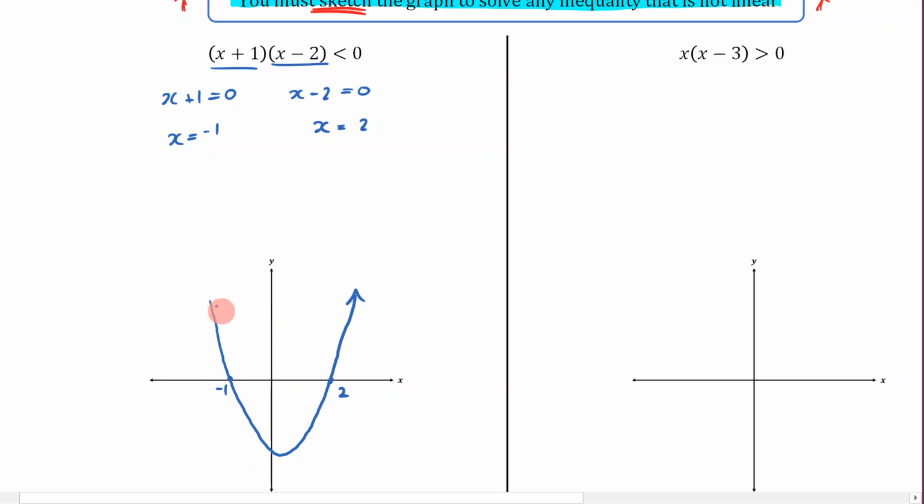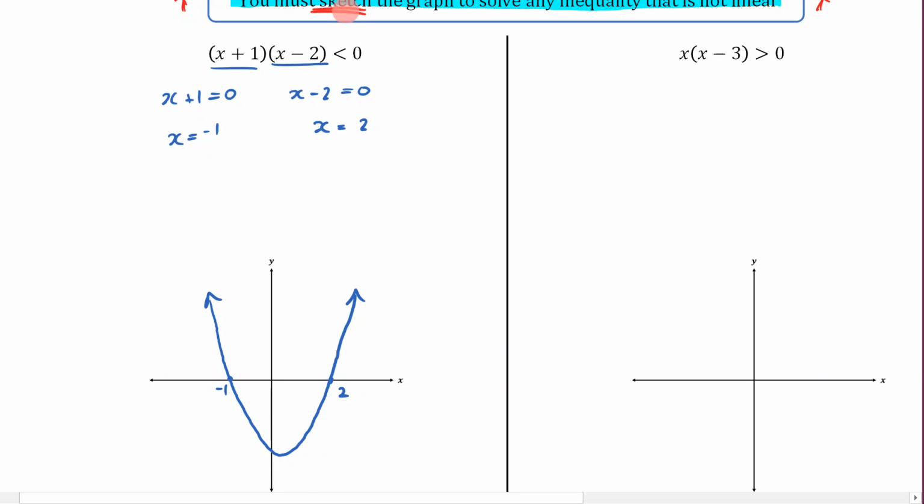Perfect. Your sketch doesn't have to be pretty, and you don't have to get the y-intercept correct. All that matters is that you've got your x-intercepts correct and also the concavity, but we'll talk more about that later. So this is what our graph looks like. Well done. We have our x-intercepts labeled.